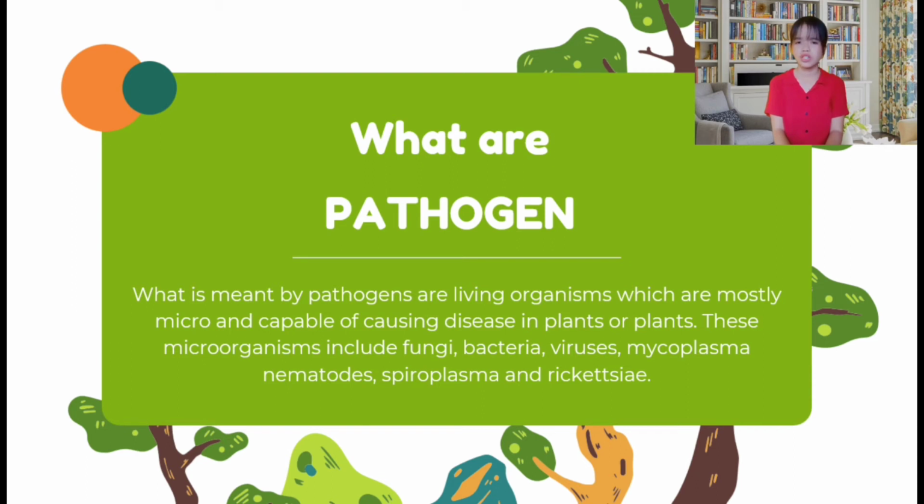What are pathogens? Pathogens are living organisms which are mostly micro and capable of causing disease in plants. These microorganisms include fungi, bacteria, viruses, mycoplasma, nematodes, spiroplasma, and rickettsia. Although relatives of some plant pathogens are human or animal pathogens, most plant pathogens only harm plants.